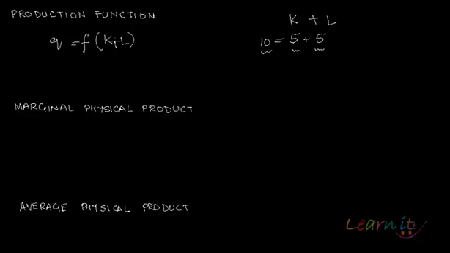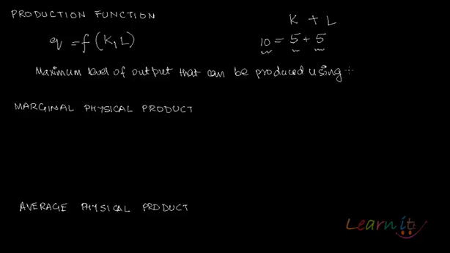So the firm's production function for a particular good Q shows the maximum level of output that can be produced using alternative combinations of inputs.